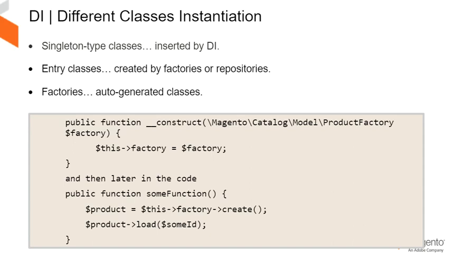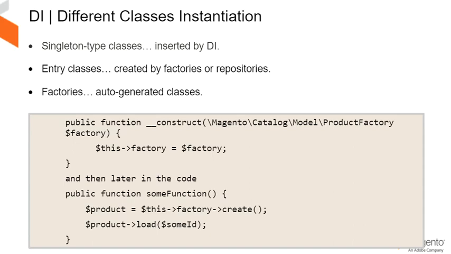It is important to understand that not every class has to be injected using dependency injection. For example, so-called entity classes like product. Which product to use really depends on the data in the database. For these classes, it is recommended to use factories for injecting.